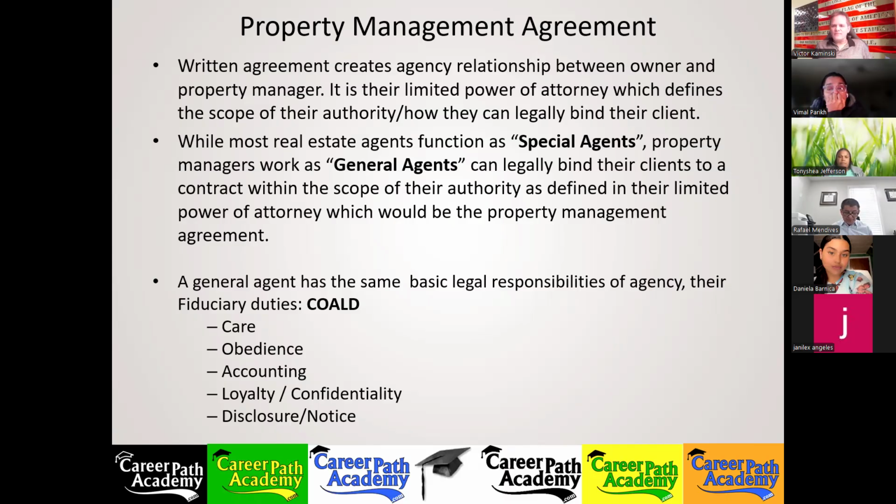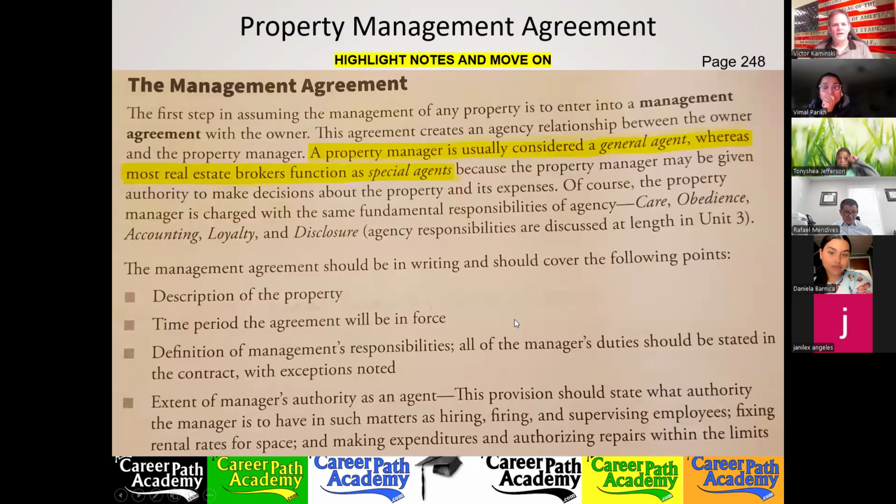So they have all the same fiduciary duties that a special agent would: care, obedience, accounting, loyalty, disclosure. Seem familiar? Remember that from way back in chapter 3? Your fiduciary duties, agency's five, right? Care, obedience, accounting, loyalty, which includes confidentiality, and disclosure, which includes notice. All right, so a property manager is usually considered a general agent, whereas most real estate brokers function as special agents. You're very special. Very special. All right.